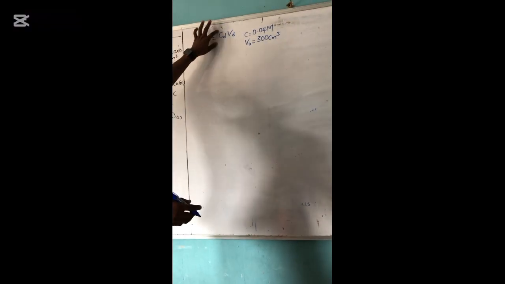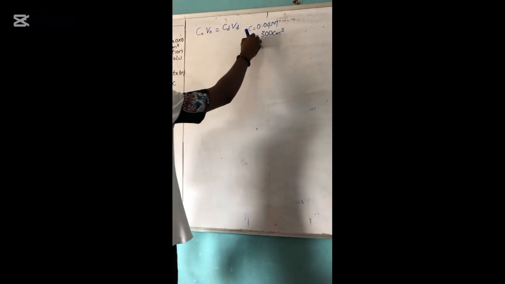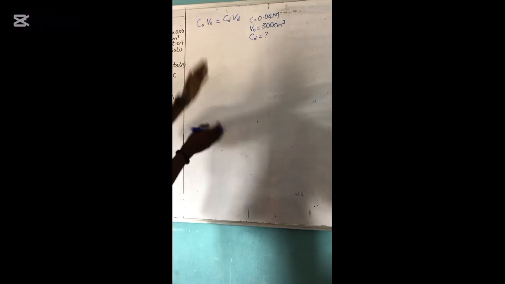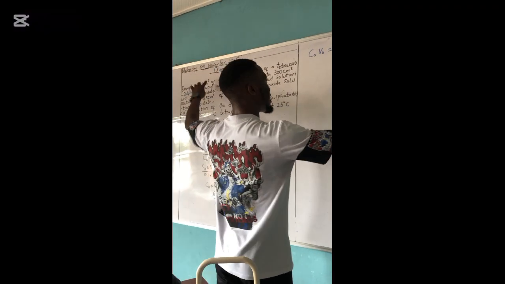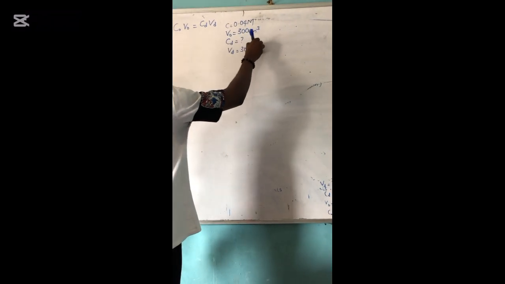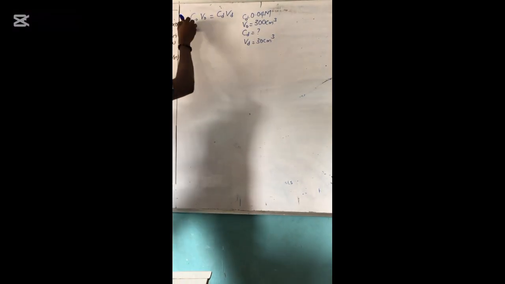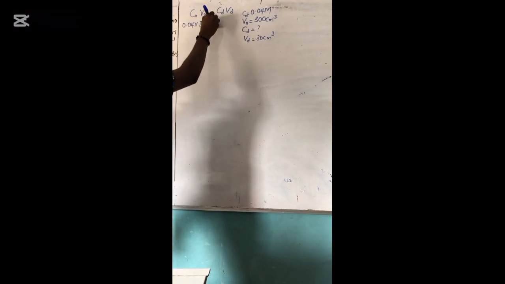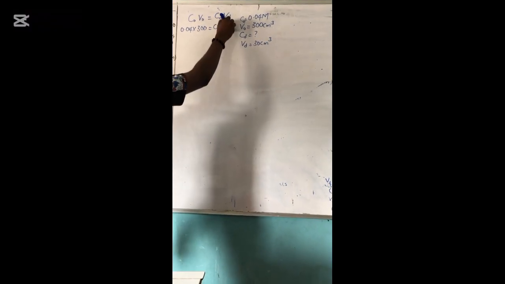Now the next one is the concentration of the diluted solution, which is what we are looking for. CD is unknown. The volume of our diluted solution, VD, is 30 cm³. So let's multiply: CO, which is 0.04, multiplied by VO, which is 300, equals CD multiplied by VD, which is 30.